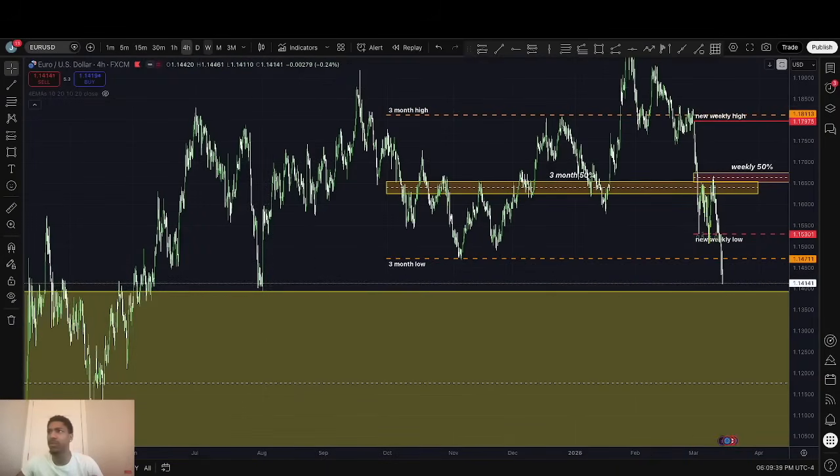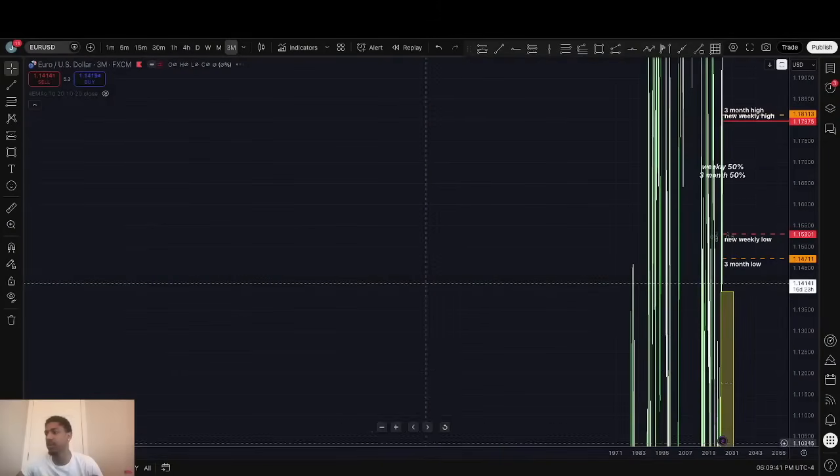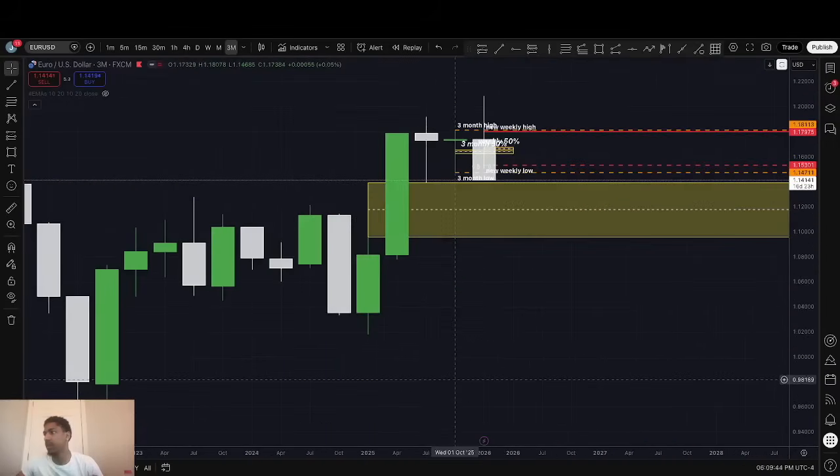It's either here or let's see exactly where. I didn't mark that one out. Yep, it's right there, going into this fair value gap. Internal range liquidity. You know what I'm saying?